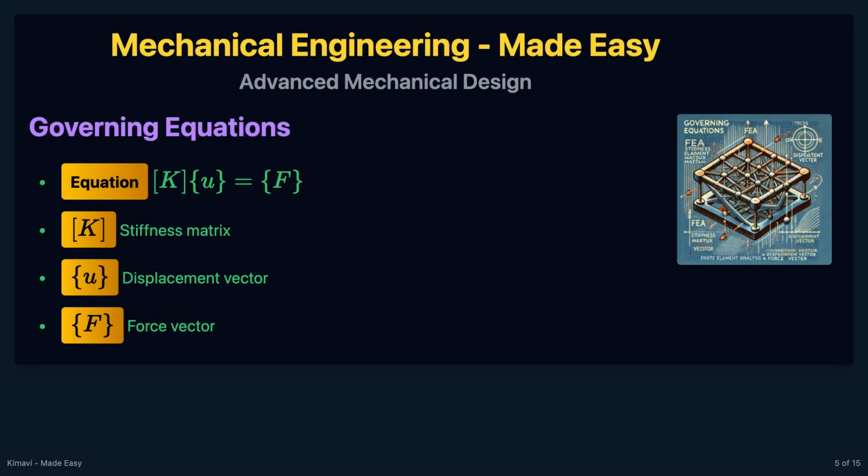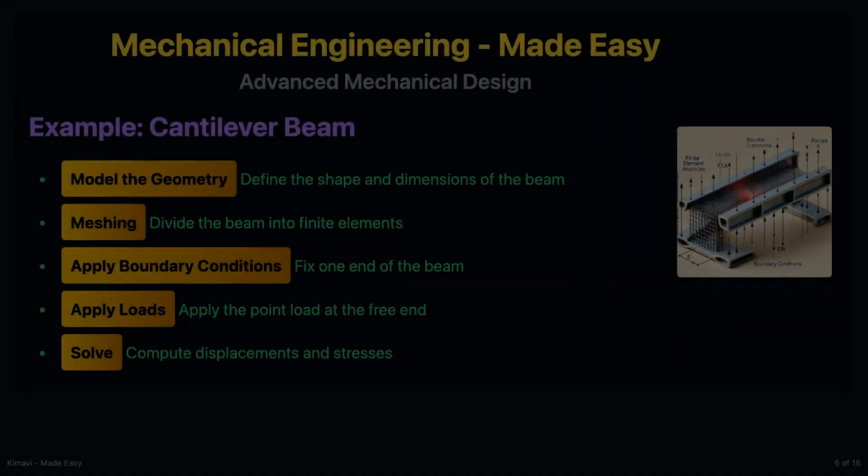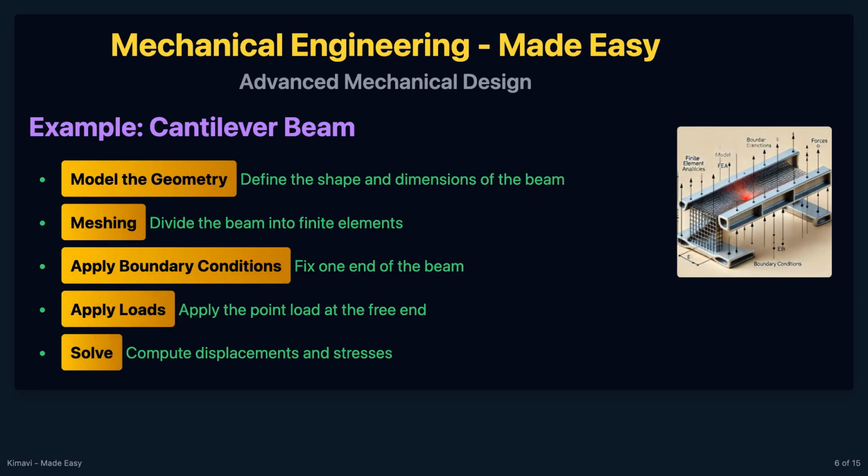The fundamental equation in finite element analysis for static analysis is derived from the equilibrium of forces. The equation is K U = F, where K is the stiffness matrix, U is the displacement vector, and F is the force vector. Consider a simple cantilever beam subjected to a point load at the free end.